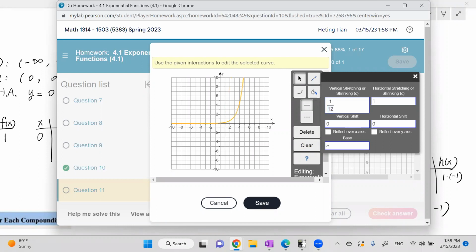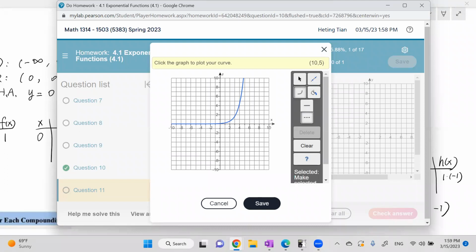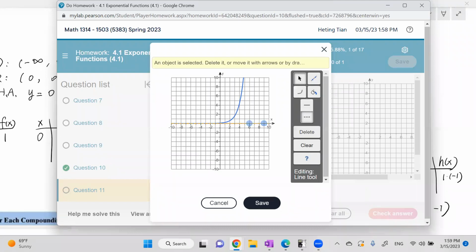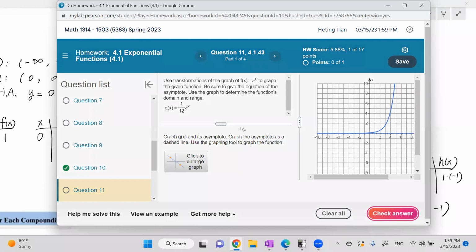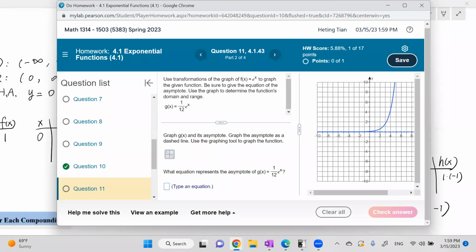Let's see. Yes. And then click the exponential tool again, make it blue, and we need a horizontal asymptote. We can pick 2 points. Yes. And then we save. Hopefully no mistake. Yes. And then what is the asymptote? y equals 0. You follow the same method we have mentioned in question 10.